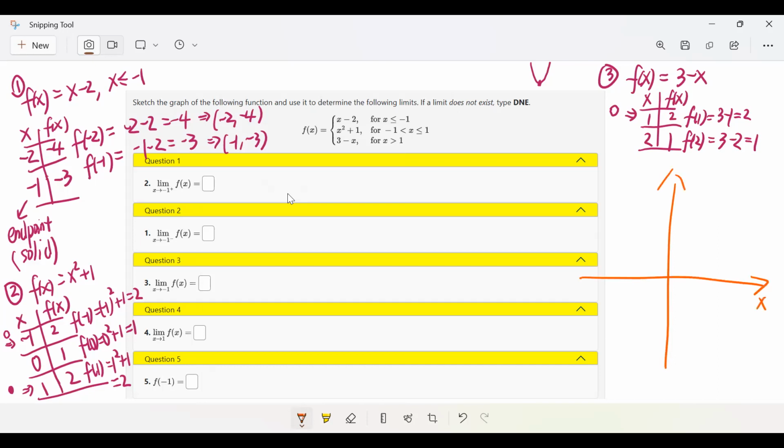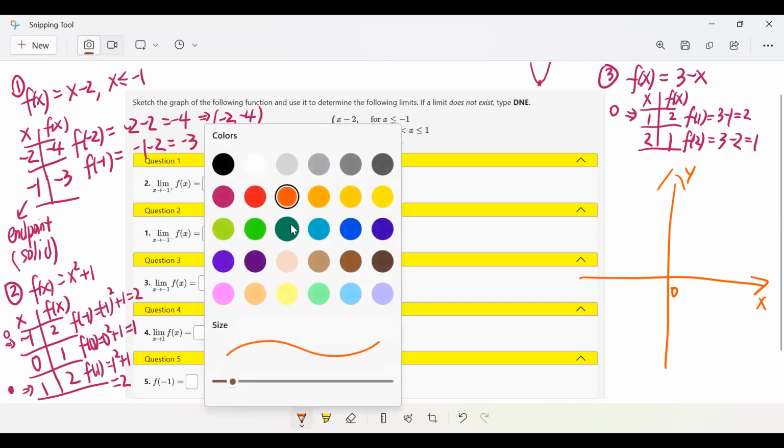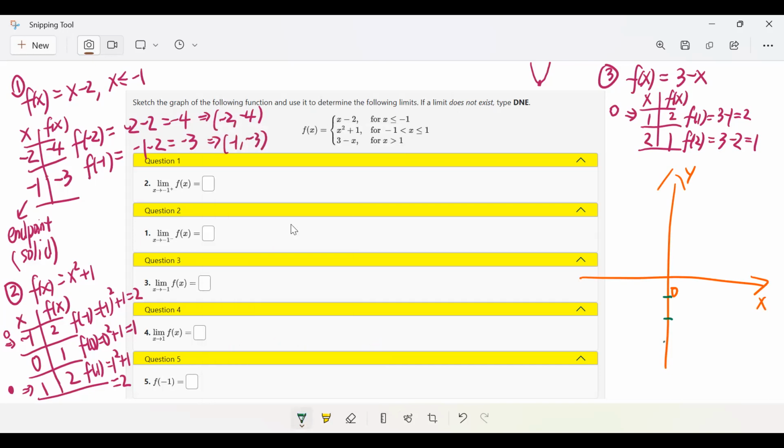Let's start with the first piece. Okay. First piece we have -2, -4. So we need 4 points down below here. So -1, -2, -3, -4. That will cover everything here. First piece.